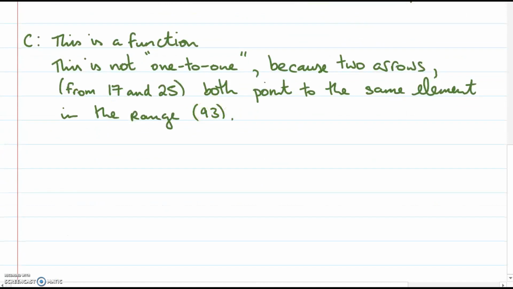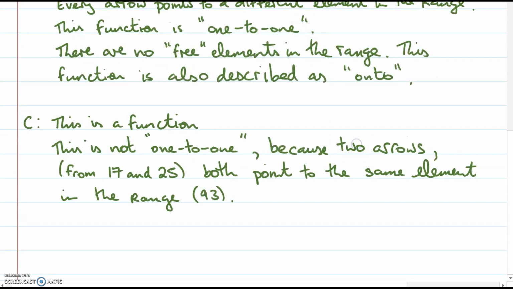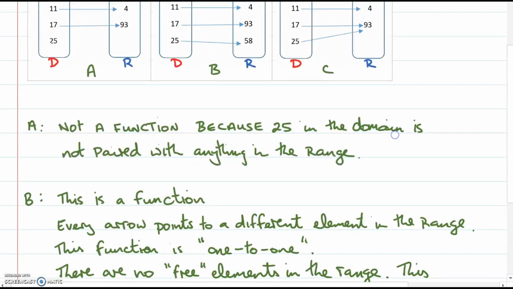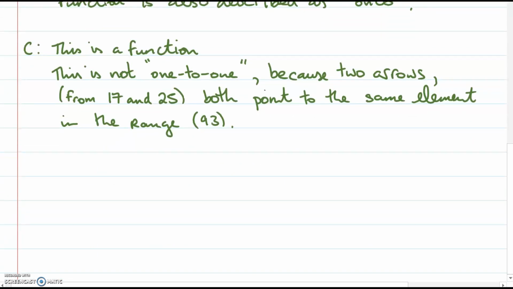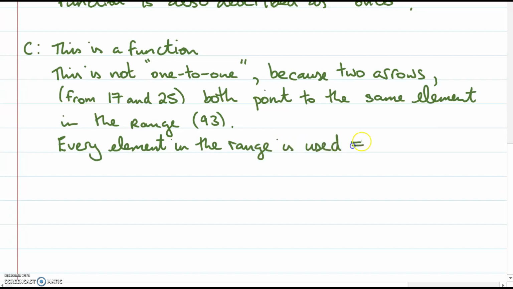Okay. And then the final thing that we're going to look at to finish off here today is to check whether it's onto. Is every element in the range used? So the 12 is used, the 4 is used, the 93 is used twice, but that's okay. Every element is used. So since every element is used, that's considered an onto function. So every element in the range is used. So this function is onto.